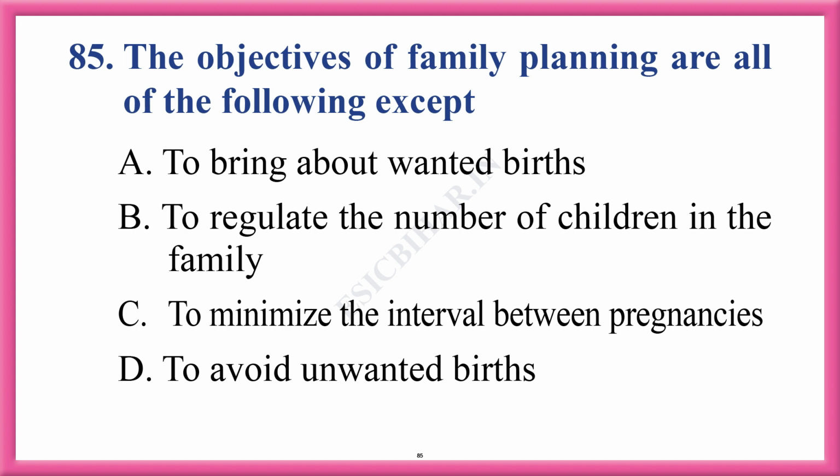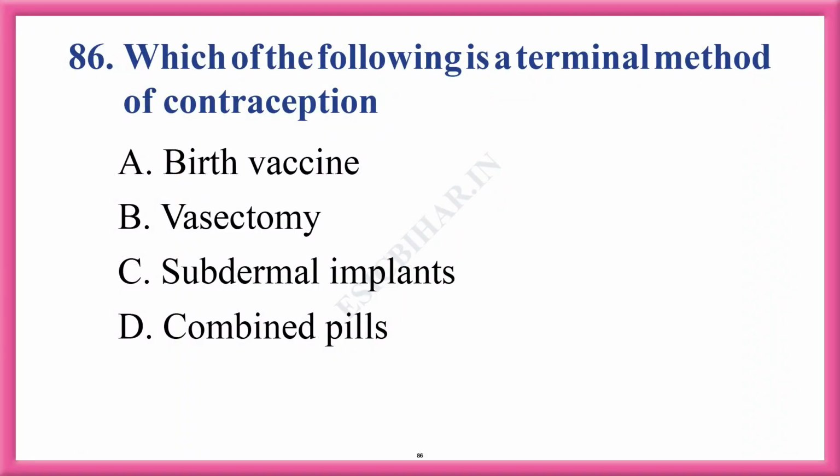To bring about wanted births. B. To regulate the number of children in the family. C. To minimize the interval between pregnancies. D. To avoid unwanted births. And the answer is C. To minimize the interval between pregnancies. Question 86. Which of the following is a terminal method of contraception?